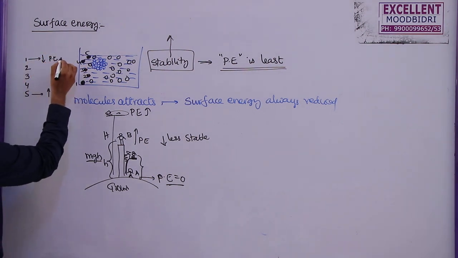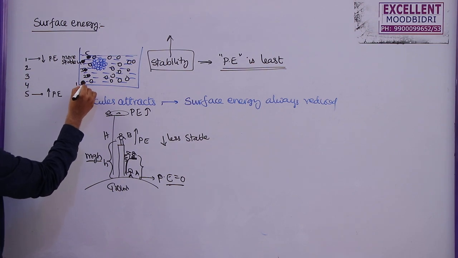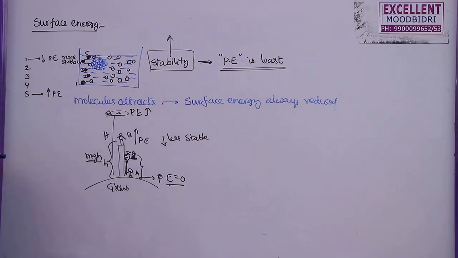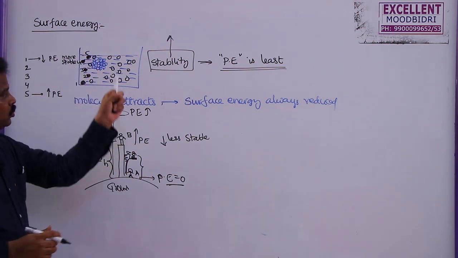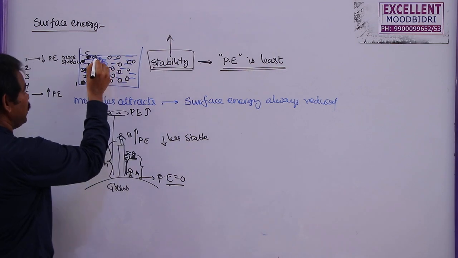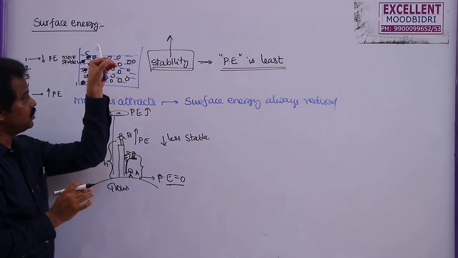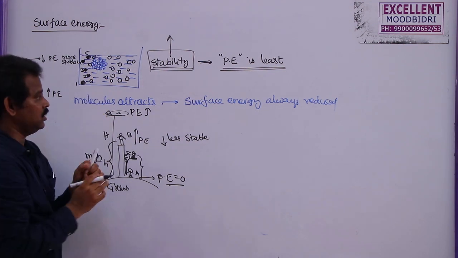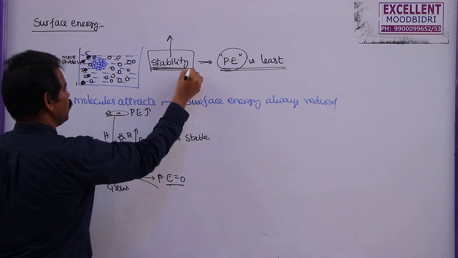As it has the least potential energy, this molecule is more stable. Molecule 5 is more stable. A molecule at the bottom of the container is always said to have more stability than the molecules on the upper surface. So, to get this stability, all the molecules on the upper surface will try to come down. That means they will try to reduce their potential energy. By reducing their potential energy, they will get more stability.